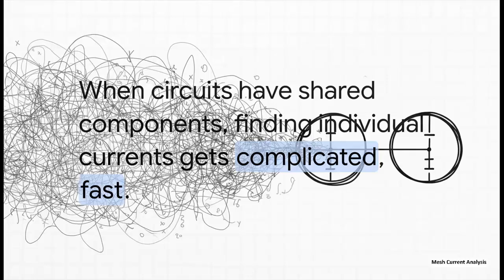Yeah, here's the real issue. It's those shared components. As soon as you have parts that belong to more than one loop, the standard ways of doing things can create just a huge number of simultaneous equations. It is a genuine headache to track everything. We need a method that simplifies the problem from the get-go.